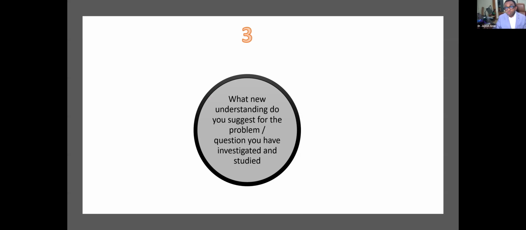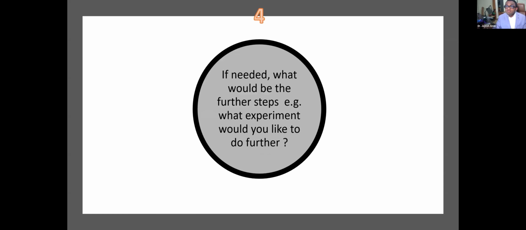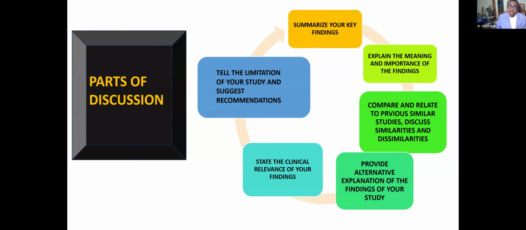And the third part is, what new understanding do you suggest for the problem questions you have investigated and studied? If needed, what would be the further step? For example, what experiment would you like to do further? And let me describe the parts of the discussion, if we have a circle of summarization, then where can we start.